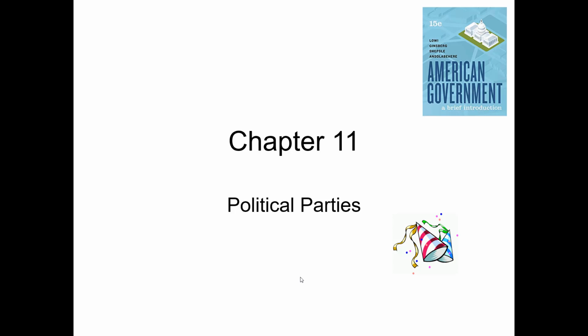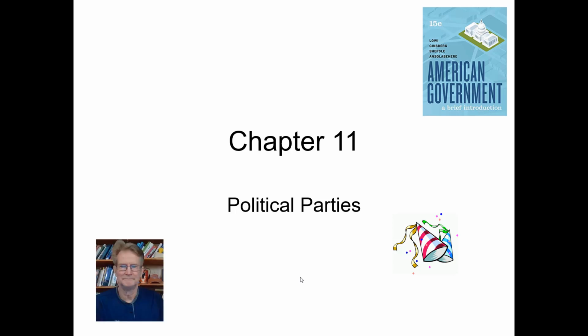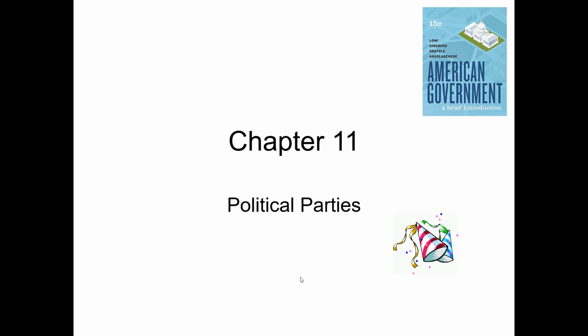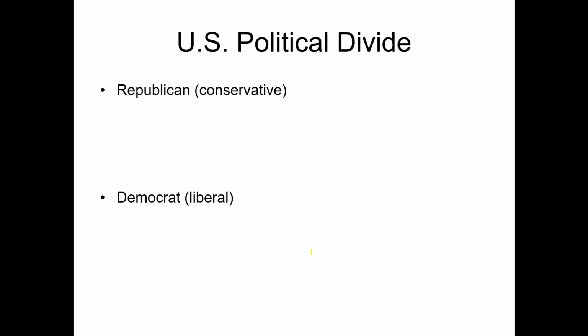For Chapter 11 in the American Government class, let's talk about political parties. These were organizations that were not originally considered a part of the U.S. system. Madison actually considered political parties as just another faction to have to deal with, but they evolved fairly quickly into an integral part of our democratic system.